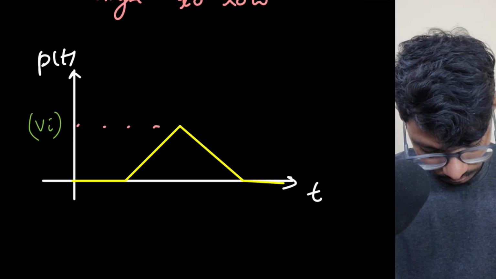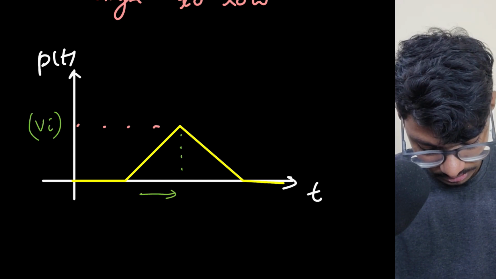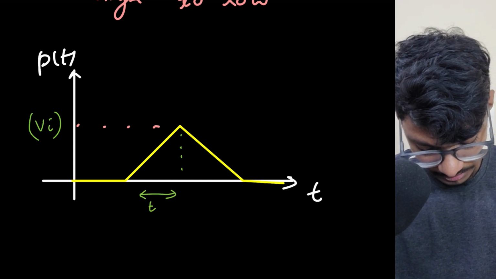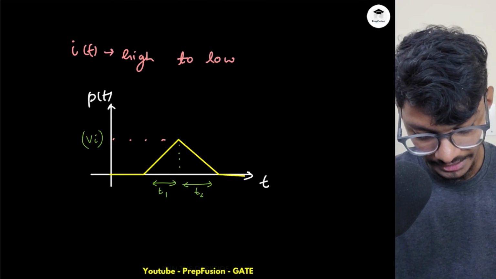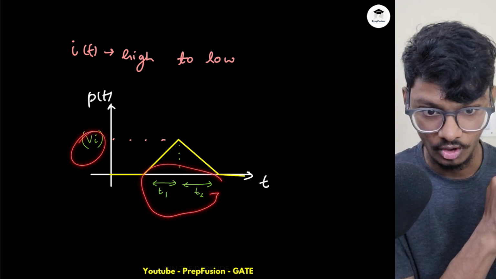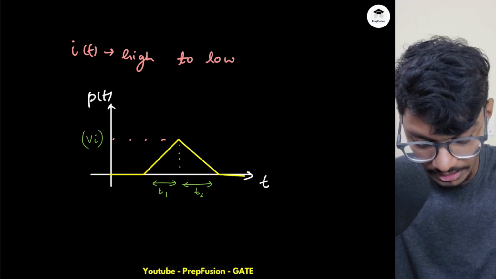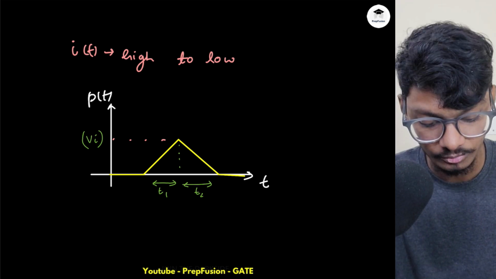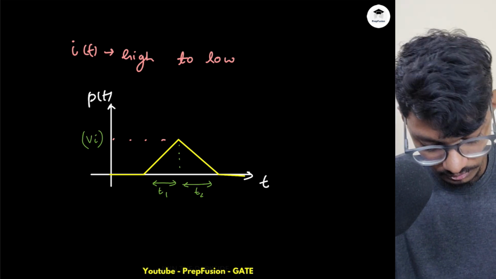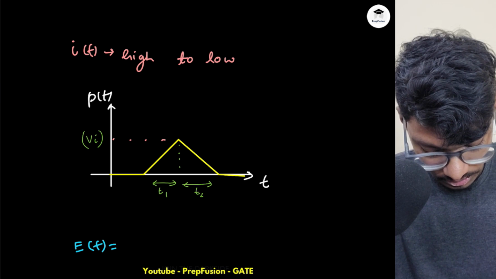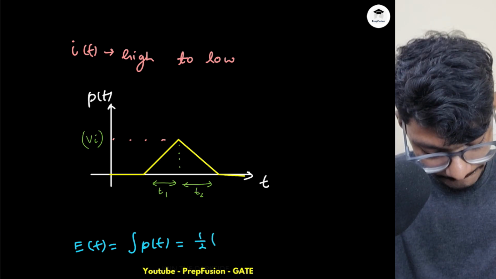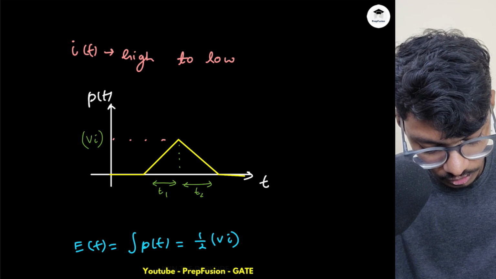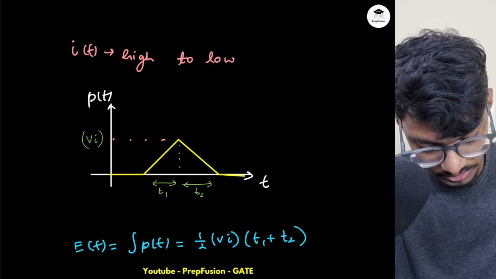Okay, and this period is t1 and this period is t2. Now this is simply a triangle. I know the height of the triangle, I know the width of the triangle, so I can simply find the area, and that is what I am concerned with. I want to find the area so that I can compute the energy. So energy will basically be the area under the triangle during the switching transition. So it is half times VI amplitude times (t1 plus t2). T1 plus t2 is the width.